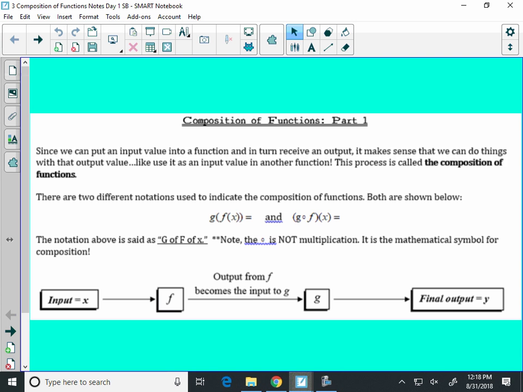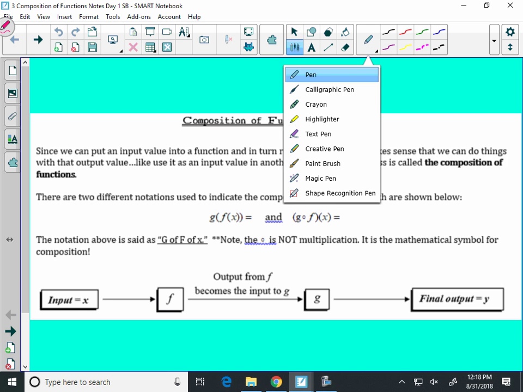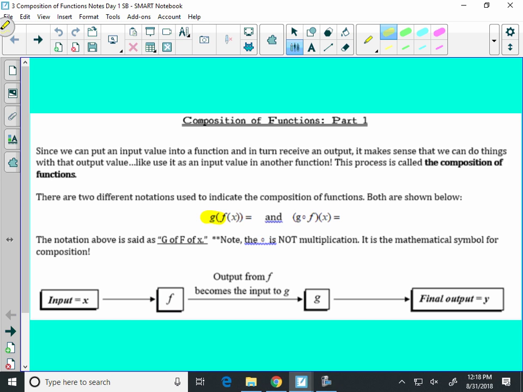All right, so when we have composition of functions, there are two notations that you can use. They're at the top of your paper. You have two notations that look like this. One has a lot of parentheses. It's read g of f of x. And the other one has a little circle. The little circle means composition. It doesn't mean multiplication. It looks kind of weird.